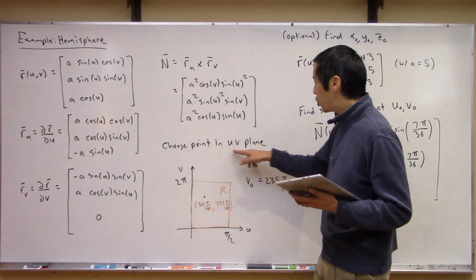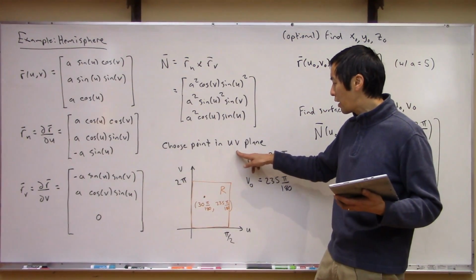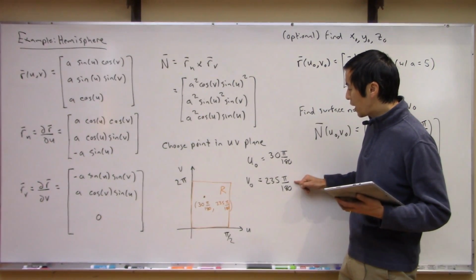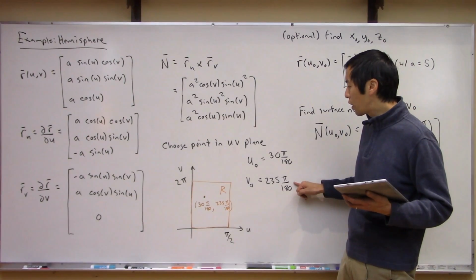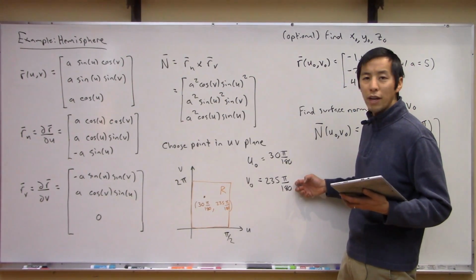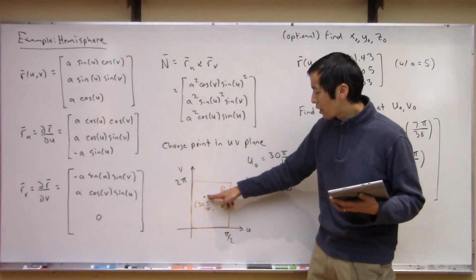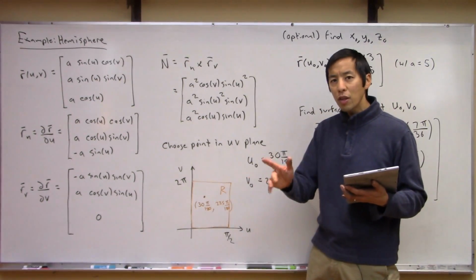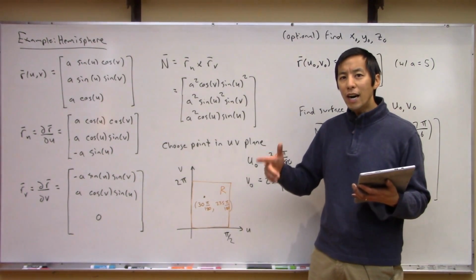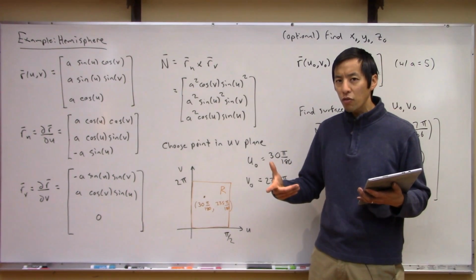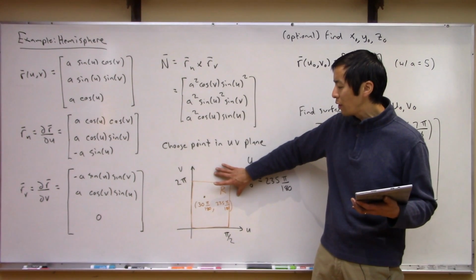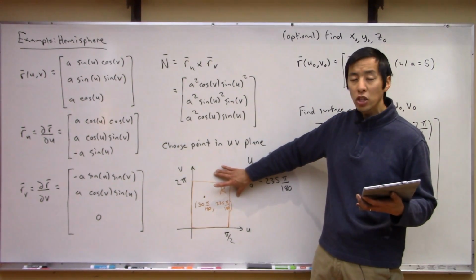What we're going to do is choose a point in the UV plane that we're interested in. I chose this location of 30 times pi over 180 and 235 times pi over 180. If you want to think about this as latitude and longitude, that's totally fine. So here's where that location is in the UV plane. The thing we have to remember is that this is a location in the UV plane, not in XYZ space. This is where the region of the parameterization runs between u and v. It is not a physical location in space.